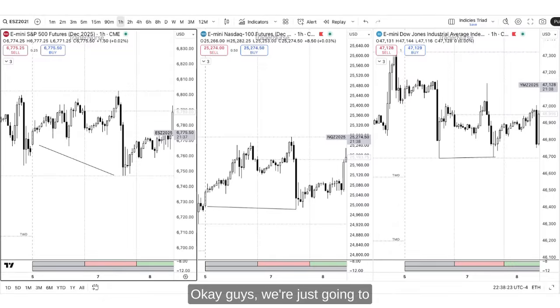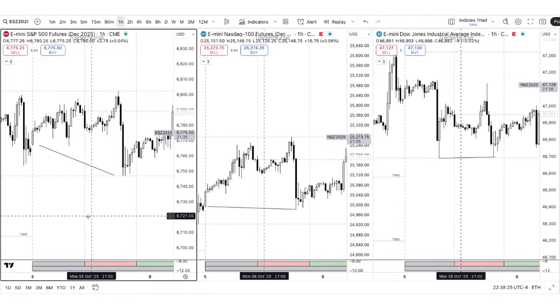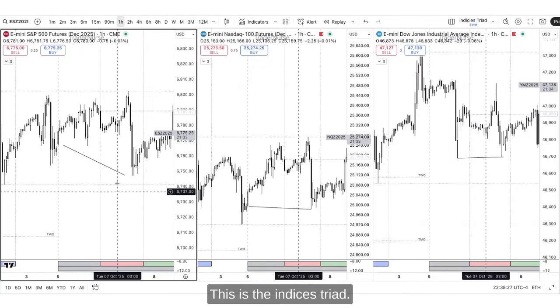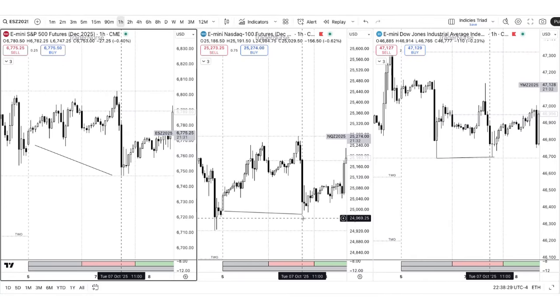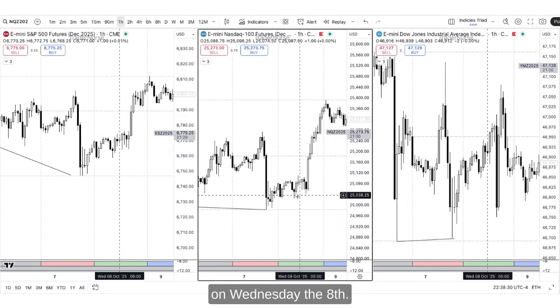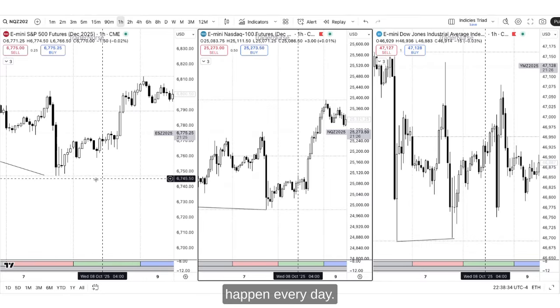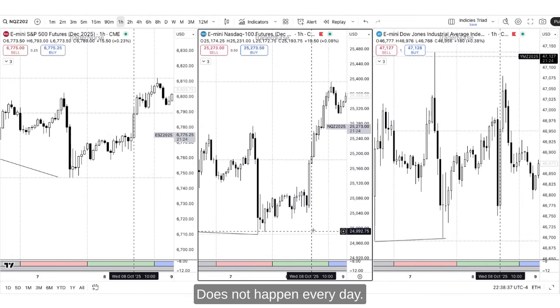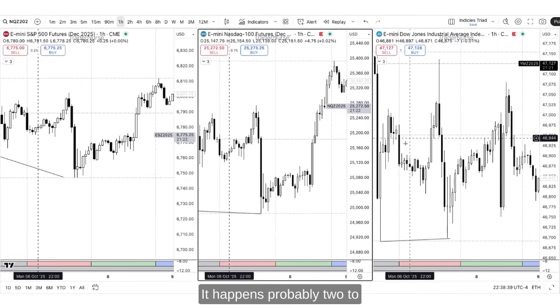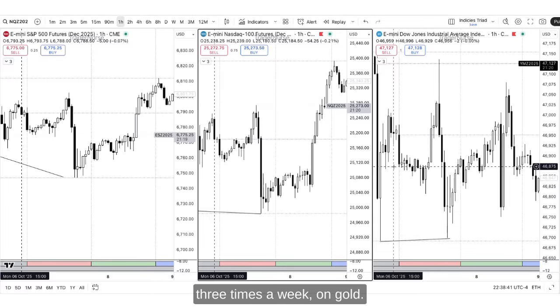Okay guys, we're just going to go through some examples now. This is an hourly chart, this is Indices Triad. This particular trade was on Wednesday the 8th. It's important to know that this does not happen every day, particularly in London. It happens probably 2 to 3 times a week on the gold, or on indices.